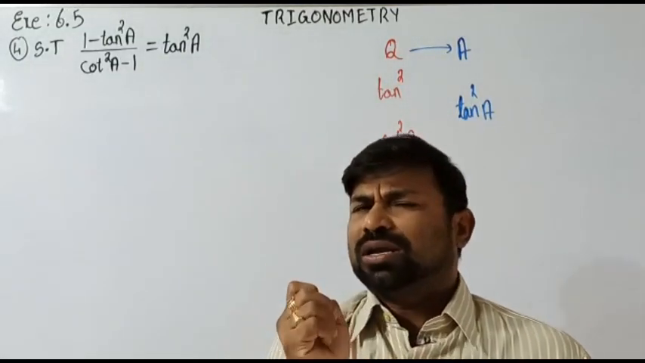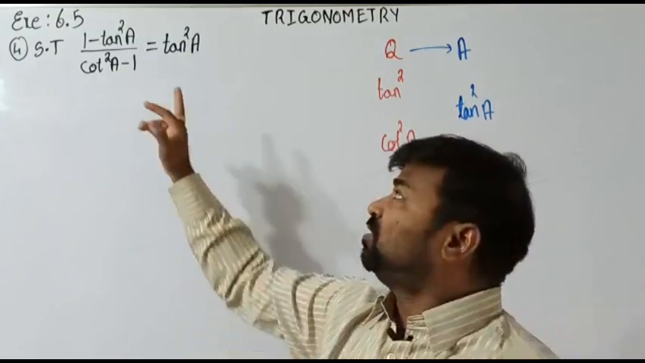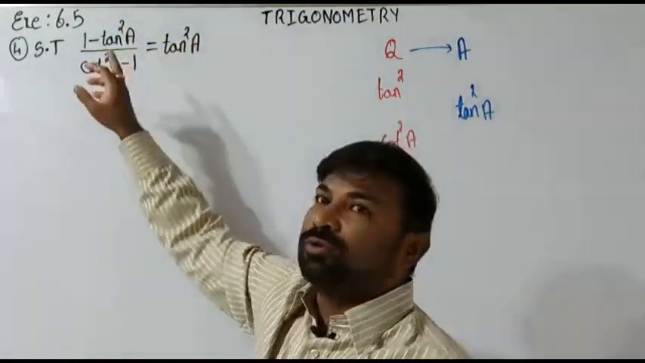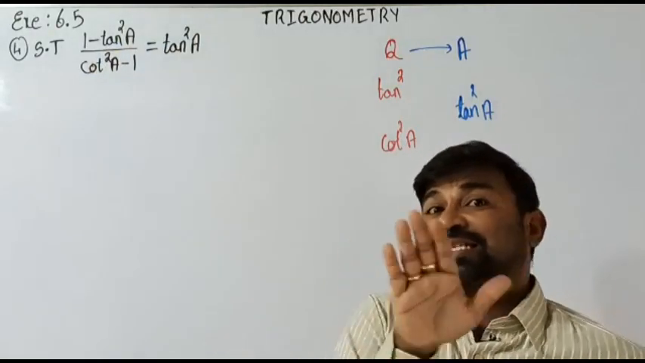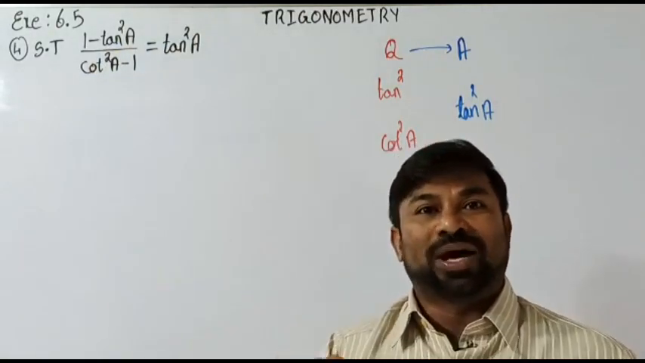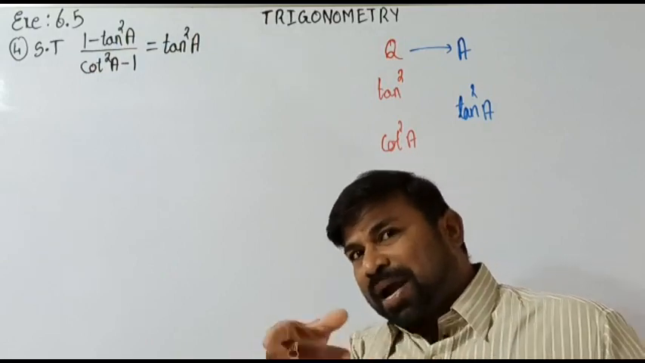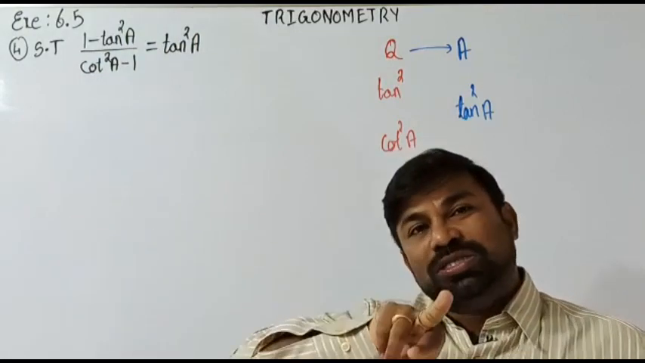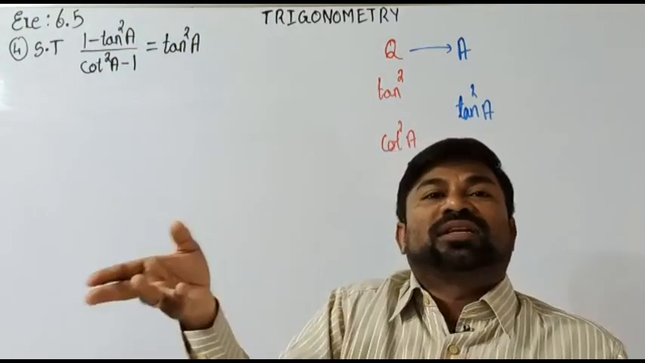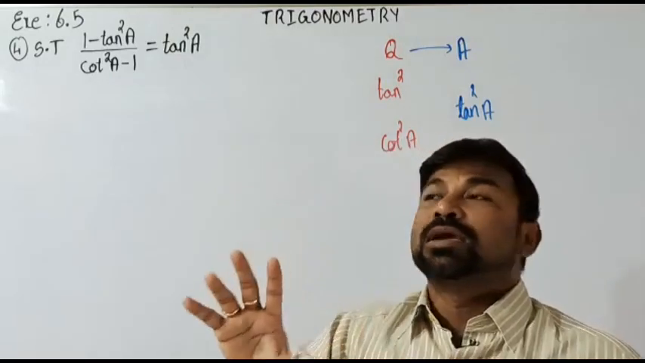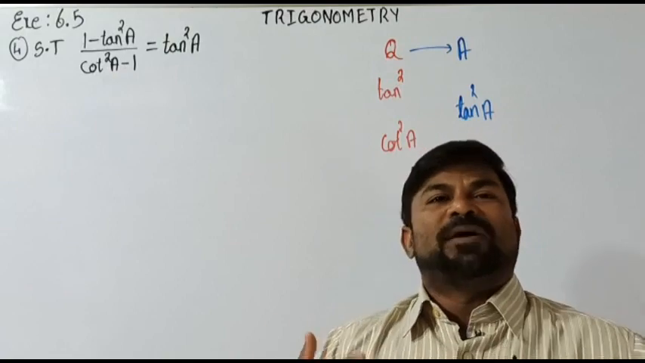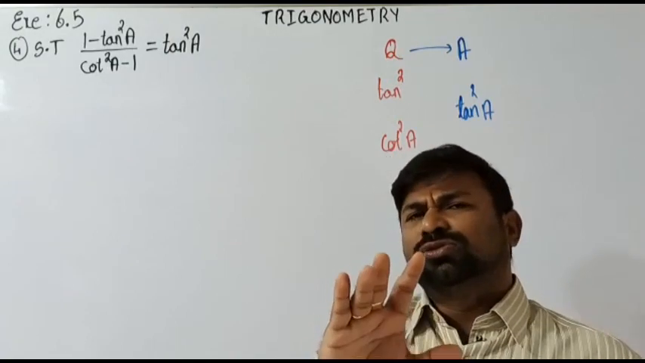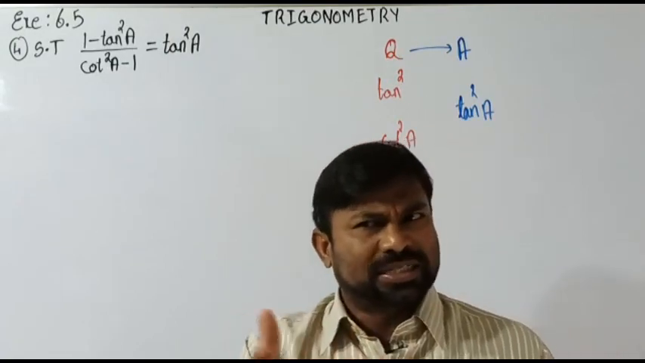But the general thing is, whenever you see powers in the question, we have to go for the square identities. Like the first square identity, sine square theta plus cos square theta is equal to 1. Secant square theta minus tan square theta is equal to 1. Cosecant square theta minus cot square theta is equal to 1. Whenever you see powers in terms of squares or power 4, power 8, we have to use the square identity. It's good, it's an easy way.